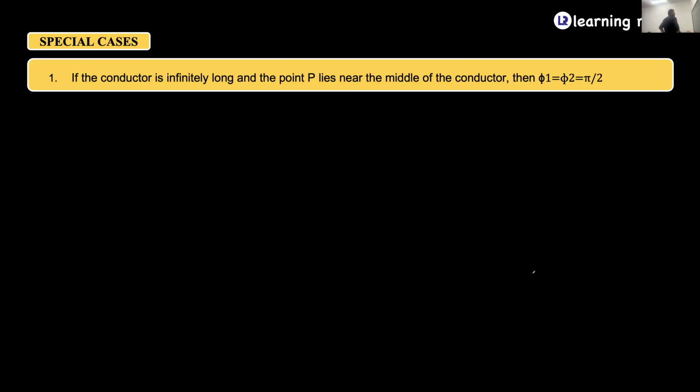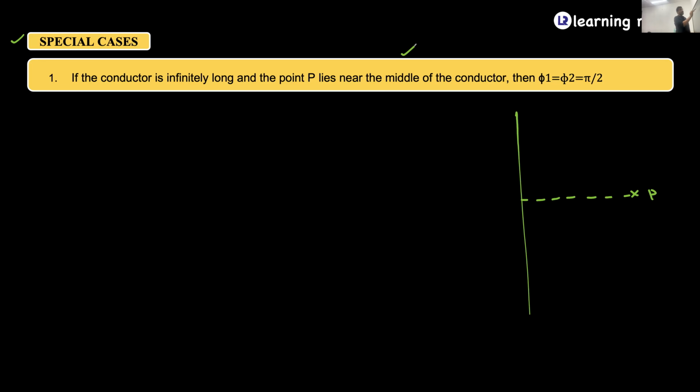Now, we will see some special cases with respect to the straight current carrying conductor itself. The first point is, if the current carrying conductor is considered to be infinitely long. Whenever they use the word long wire, by default, you need to assume that it is an infinitely long wire. And there is a point P, which is at the symmetric center of the system. The point P is neither taken at the top nor at the bottom. It is taken somewhere at the center.